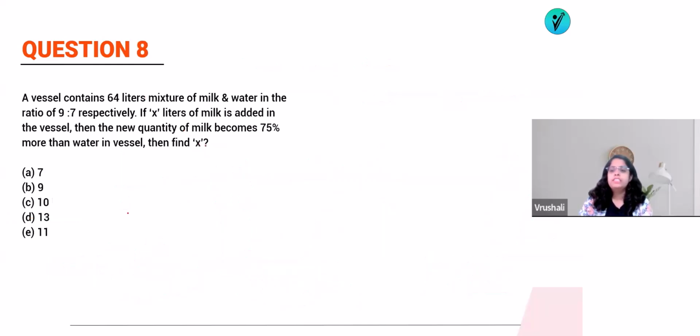Now let's solve the next question. A vessel contains 64 liters of mixture of milk and water in the ratio of 9:7. I know that 9 plus 7, 16, is equal to 64, which means 1 is equal to 4. So 9 will be equal to 36, 7 will be equal to 28.